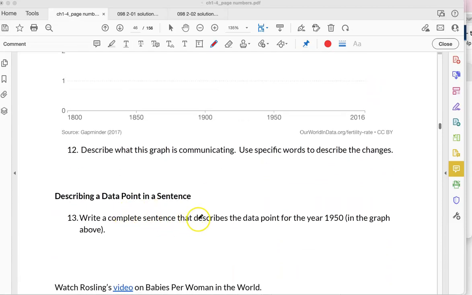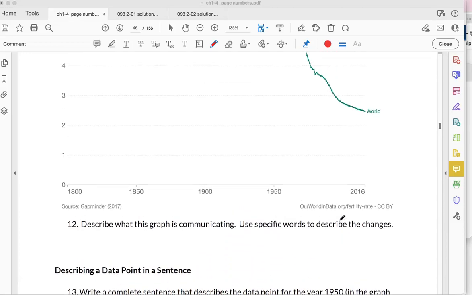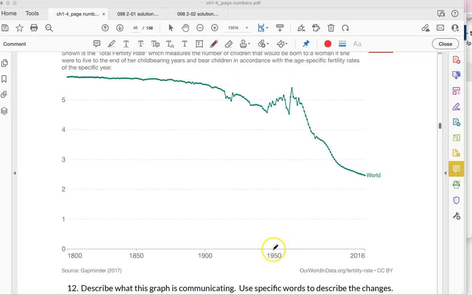And then write a complete sentence that describes the data point for 1950. So if we do go to 1950, and we go straight up from 1950, this is better with a ruler, and I did it with a ruler on the other side, then you can sort of trace over and see that we're just below 5. I would say we're right about here on the childbearing for 1950.